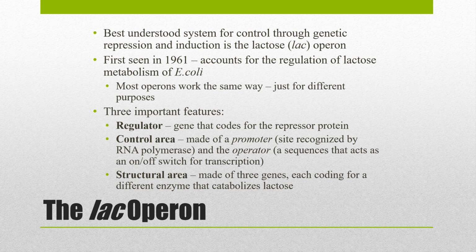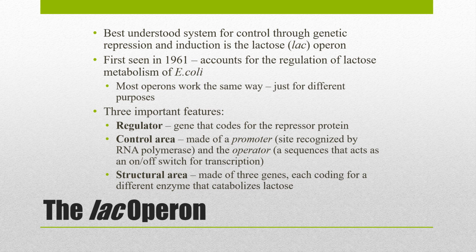Now, it's kind of a weird thing to think about, but bear with me for a second. All three of these features are parts of the DNA of the E. coli, and they're going in the order that we find it in the DNA. What you find first is the regulator, which is a gene that is going to code for the repressor protein. This is going to be the on-off switch for whether or not E. coli is going to be able to digest the glucose or the lactose.